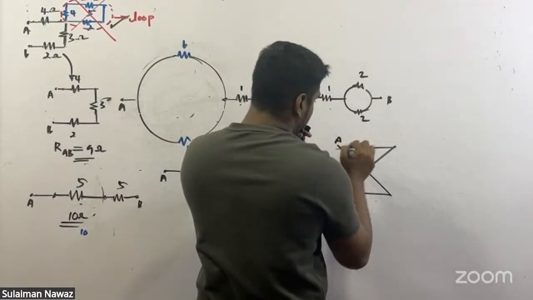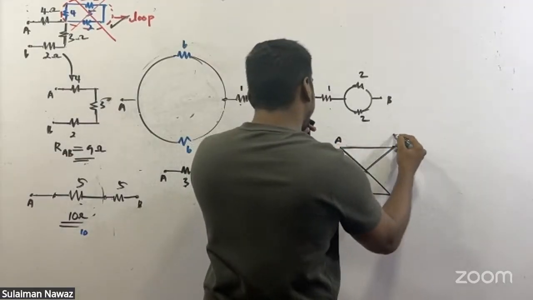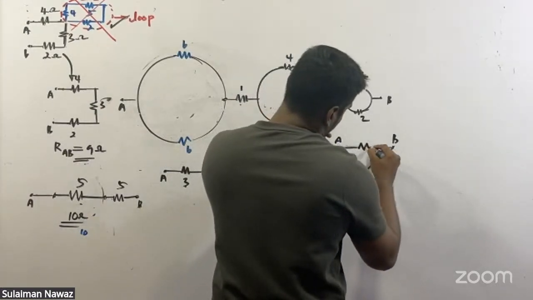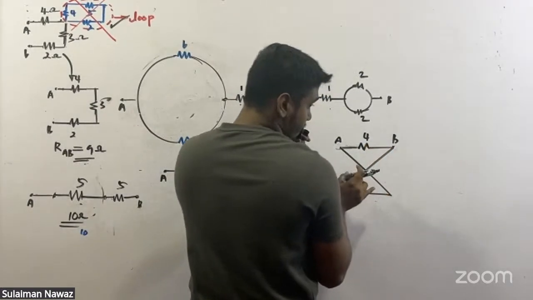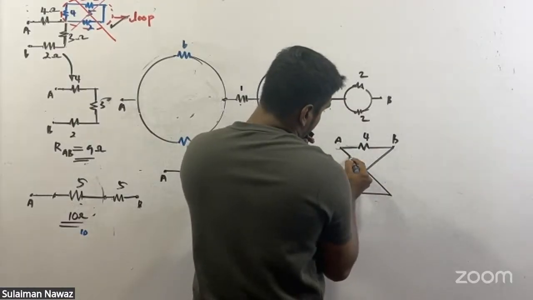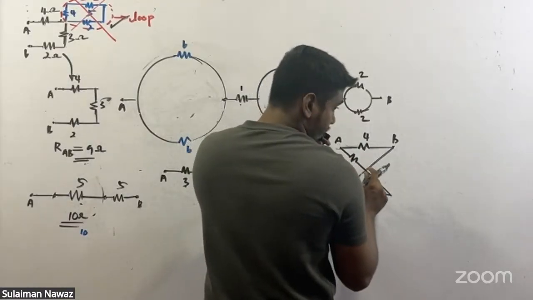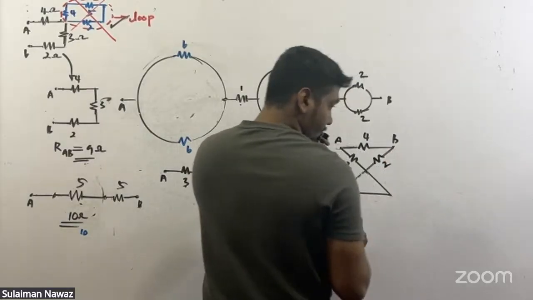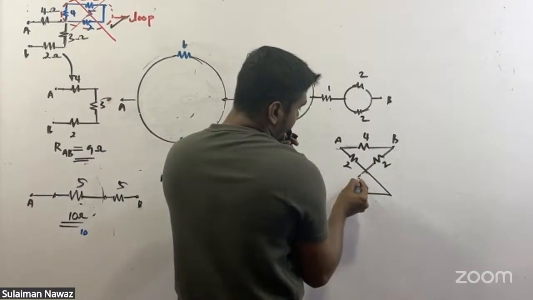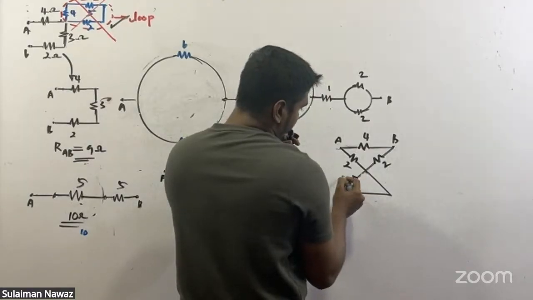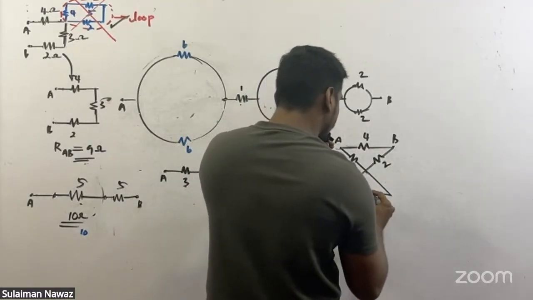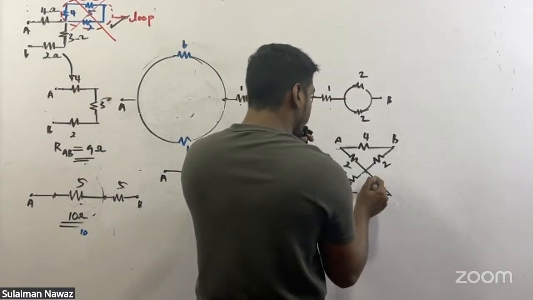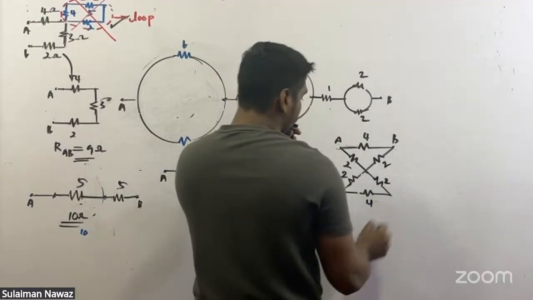This is point capital A. Then point capital A should not be eliminated. It's 4 ohms. And here it's 2 ohms. And here it's 2 ohms. And here it's 2 ohms. And here it's 4 ohms. And here it's going to be 2 ohms.